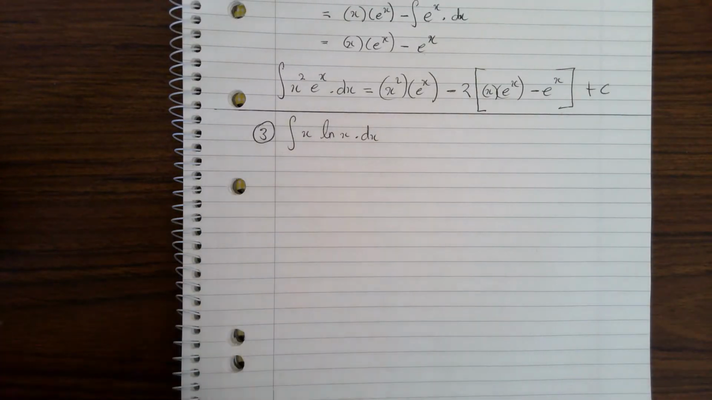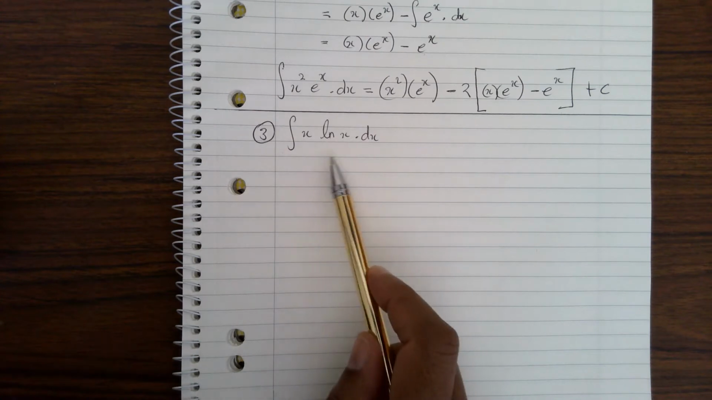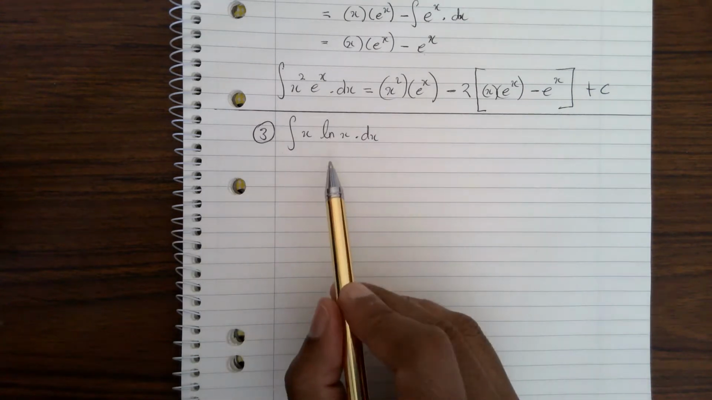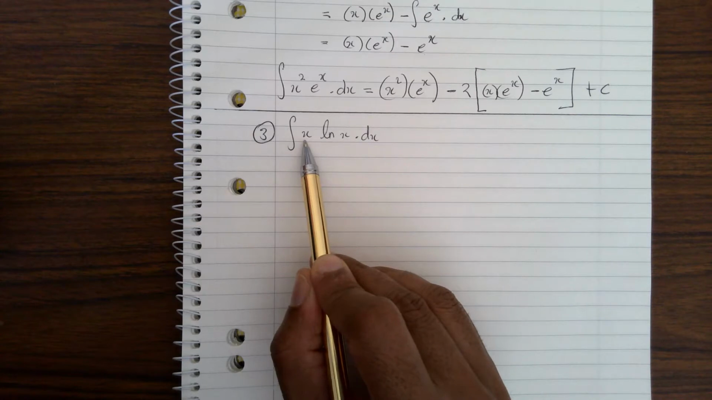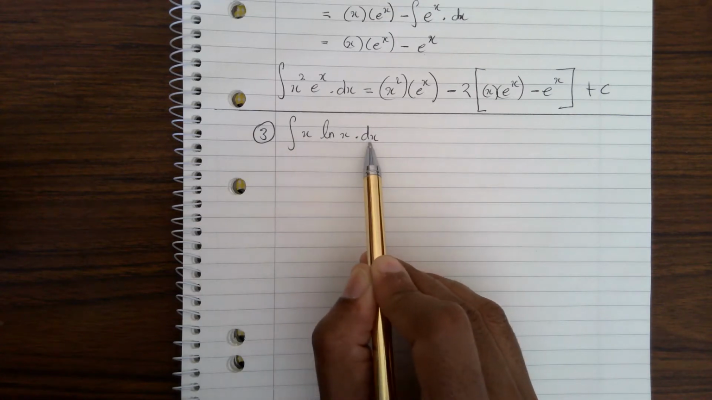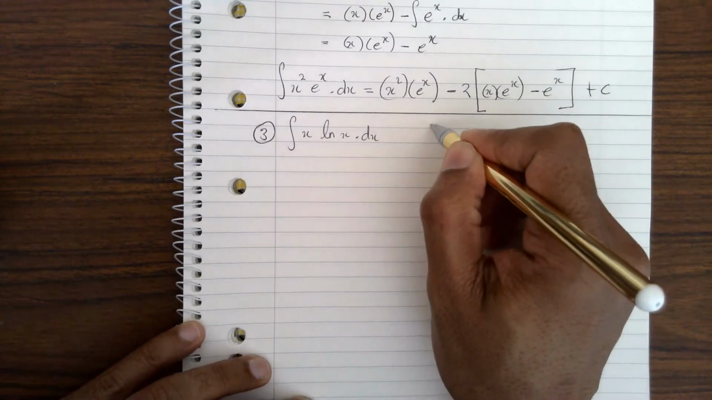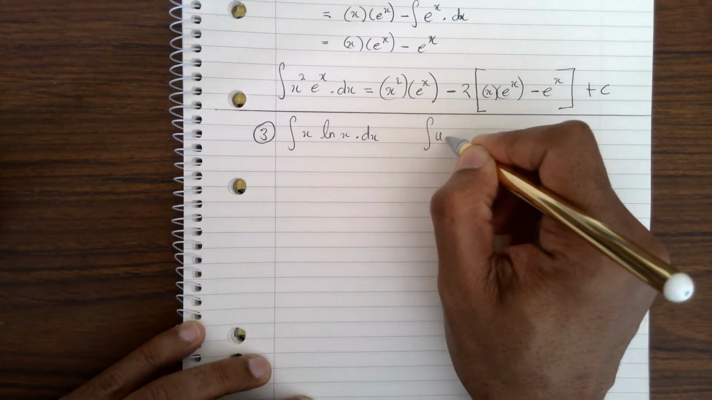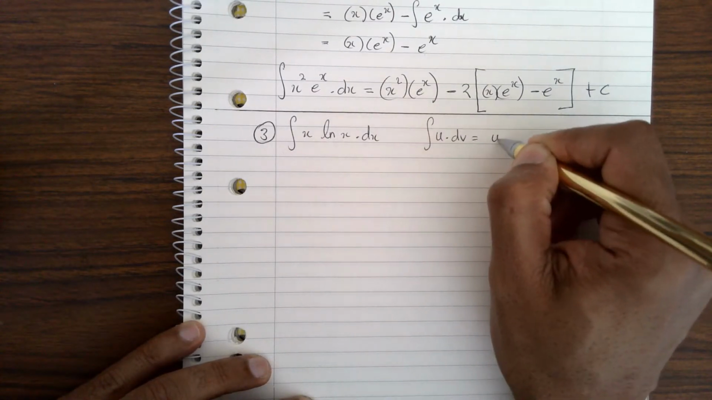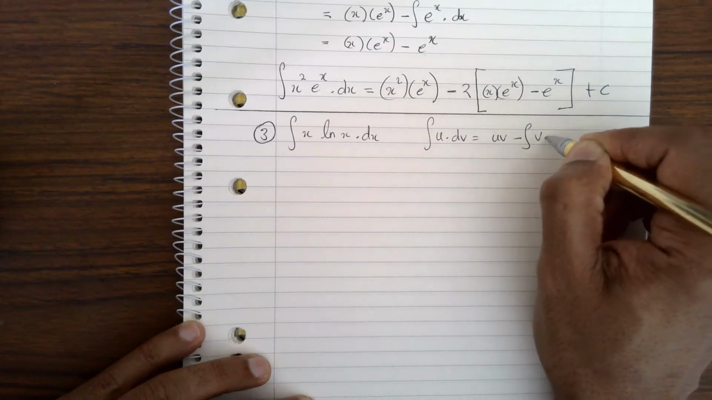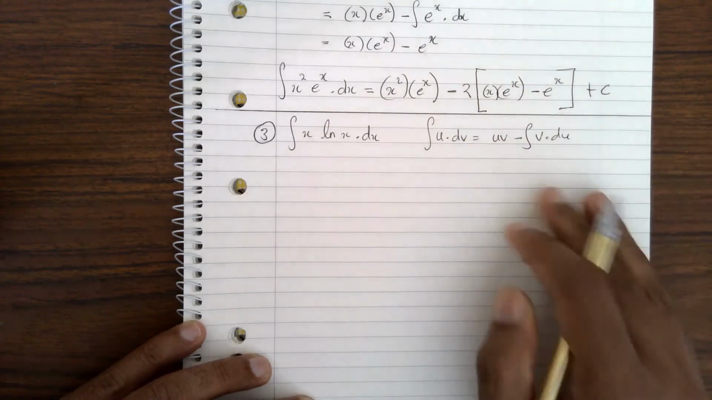So another question on integration by parts, and this is probably the most interesting one. You can again see you've got two functions, x and ln x, that are multiplied together. So I will write the formula here for integration by parts, which is integral of u dv is equal to uv minus integral of v du, which is the one that we've been using.